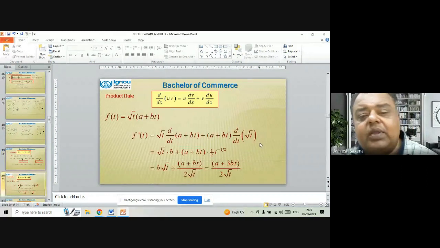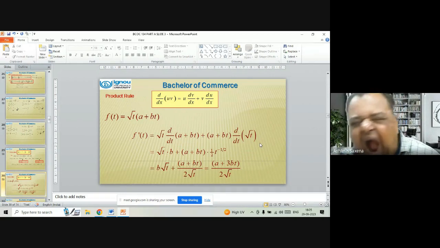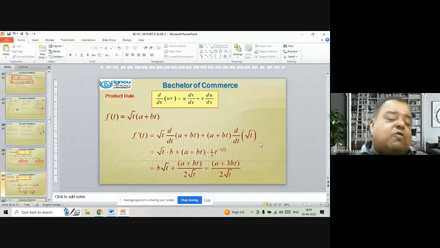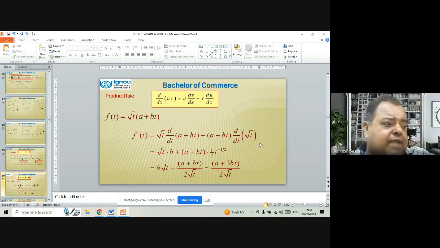Now, here you can see another problem which is in the form of u and v, because your first function is under root t and the second function is a plus bt. So when we differentiate by applying the product rule, we keep the first function as it is and differentiate the second one, plus the second function as it is multiplied by the derivative of the first one.